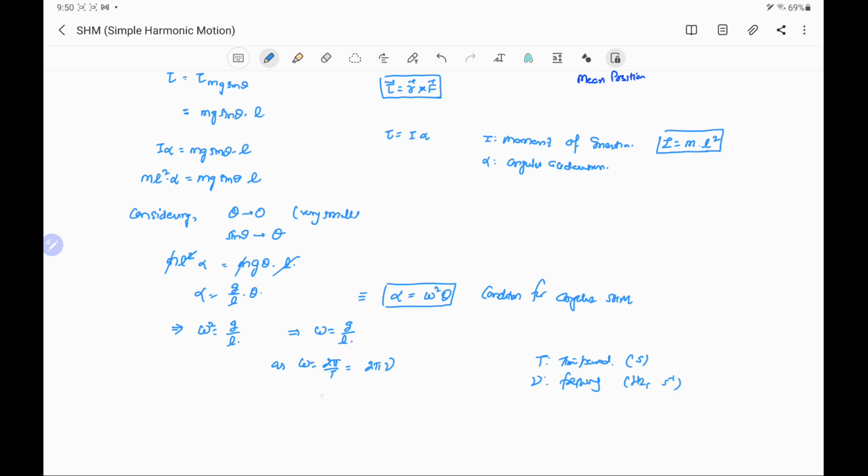So T equals 2 pi by omega, which is equal to 2 pi root L by g. This is the time period of a simple pendulum. And if we have to find the frequency, frequency will be equal to omega by 2 pi, or we can say it is 1 by T, that is equal to 1 by 2 pi root g by L.